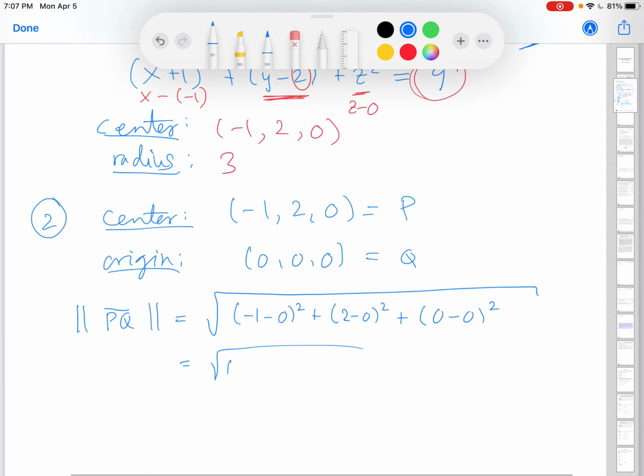So let's see what happens here. I get negative 1 squared plus 2 squared plus 0 squared. So I get 1 plus 4 plus 0. I get square root of 5. So that's how far the center of the sphere is from the origin in terms of its Euclidean distance. You might be wondering why I keep talking about Euclidean distance. Why don't I just say distance? And I actually will for pretty much the rest of the course after I make this comment, which is that there are different ways to measure distance in R3 and in other spaces.